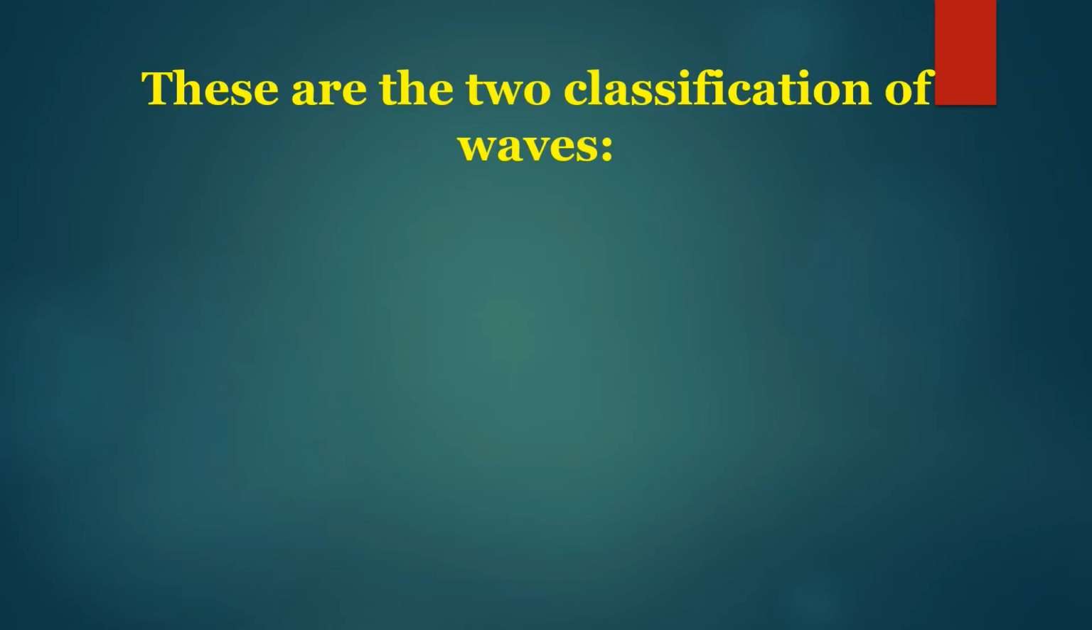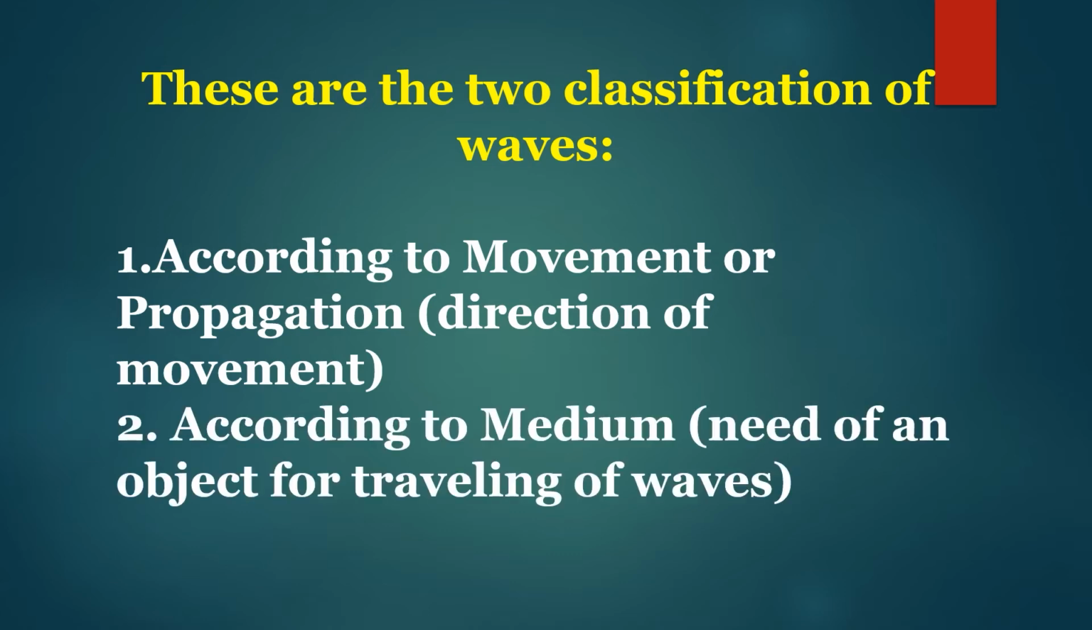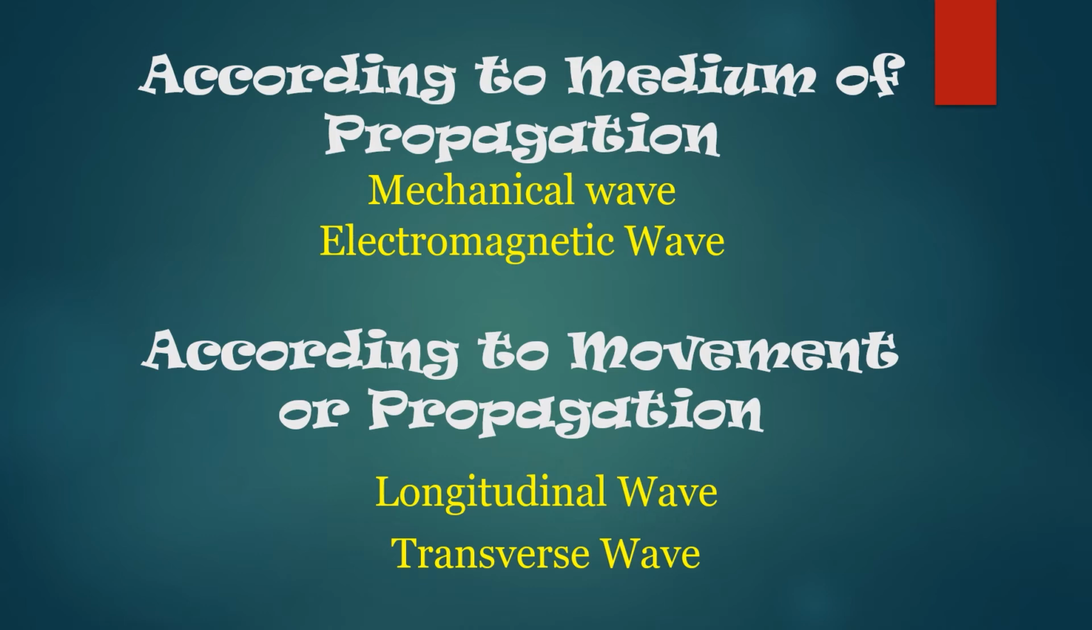These are two classifications of waves. First, according to movement or propagation, or direction of movement. Second, according to medium, or need of an object for traveling of waves. According to medium of propagation, there are two types, mechanical wave and electromagnetic wave. According to movement or propagation, there are also two types. It is longitudinal wave and transverse wave.